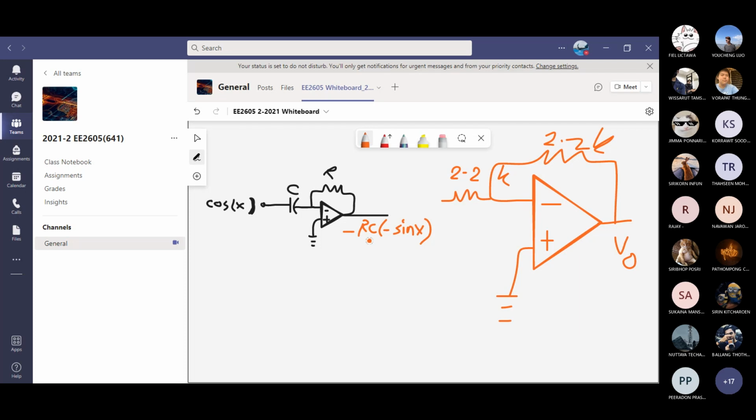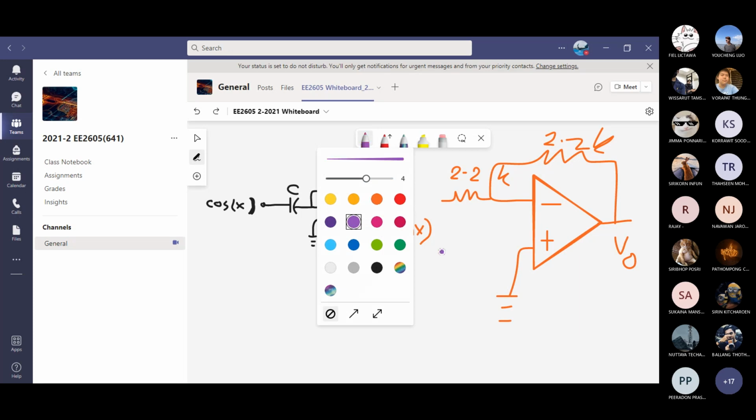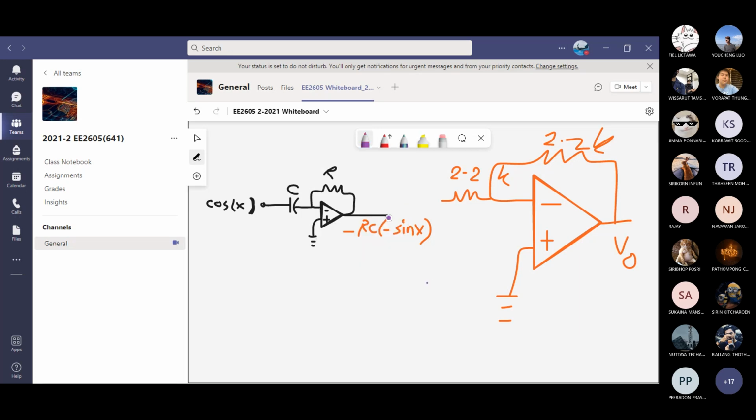If R times C is 1, and then if you add this input here, what will you get? Minus sine x, isn't it? Sine x, and then it goes again to the output side, it becomes minus sine x. So we probably need one more inverting stage in between, the unity gain inverting stage. Let me do that one.